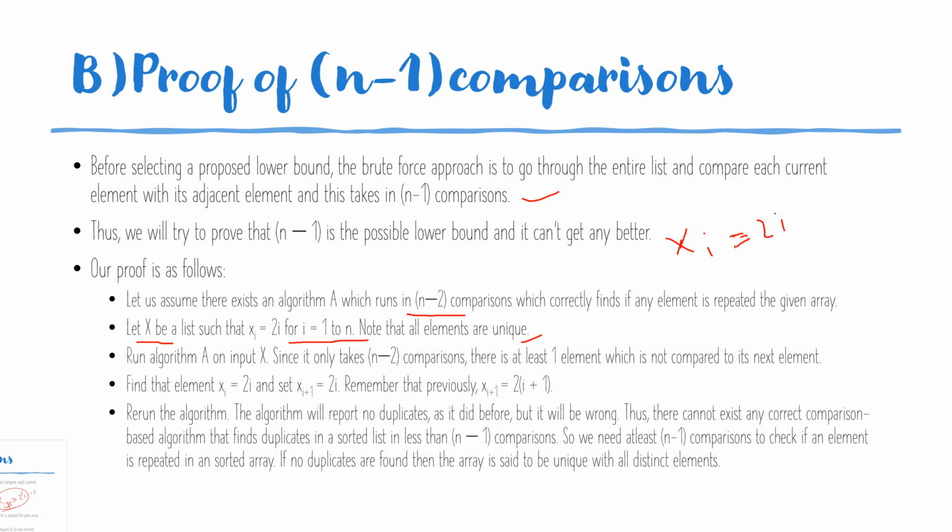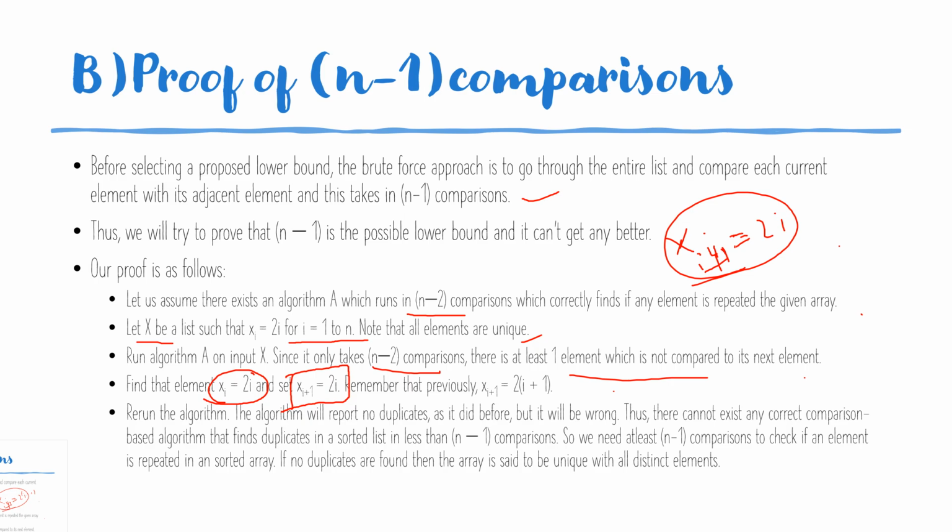First I'll run the algorithm A on input x. It will take only n minus 2 comparisons because I'm taking x_i equal to 2i. So there is at least one element left out which is not compared to its next element. First I'll find that element which is not compared to its next element, and then I will set x of i plus 1 equal to 2i. Earlier it was x of i equal to 2i, now it is x of i plus 1 equal to 2i.